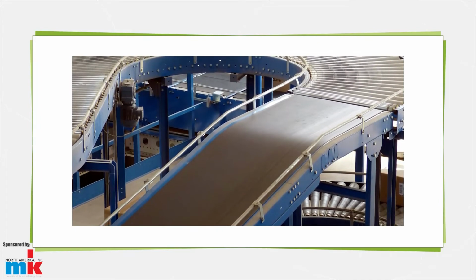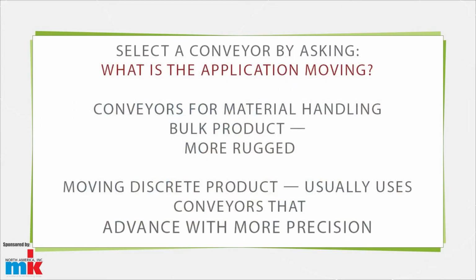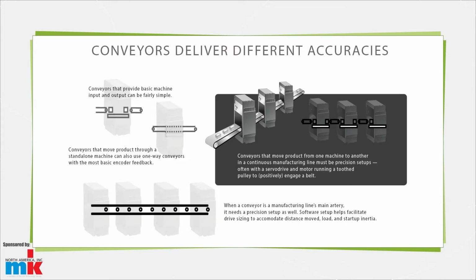Select a conveyor first by asking, what type of product is the application moving? Conveyors for material handling of bulk product are more rugged than those for moving discrete product. In contrast, the latter requires conveyors that can advance product with more precision. How does surrounding equipment interact with the product riding on the conveyor?